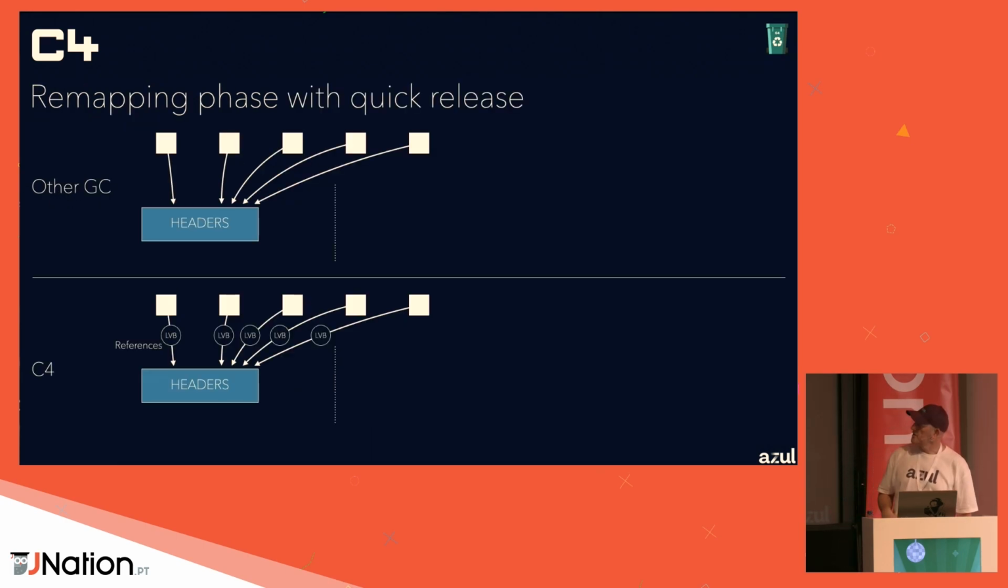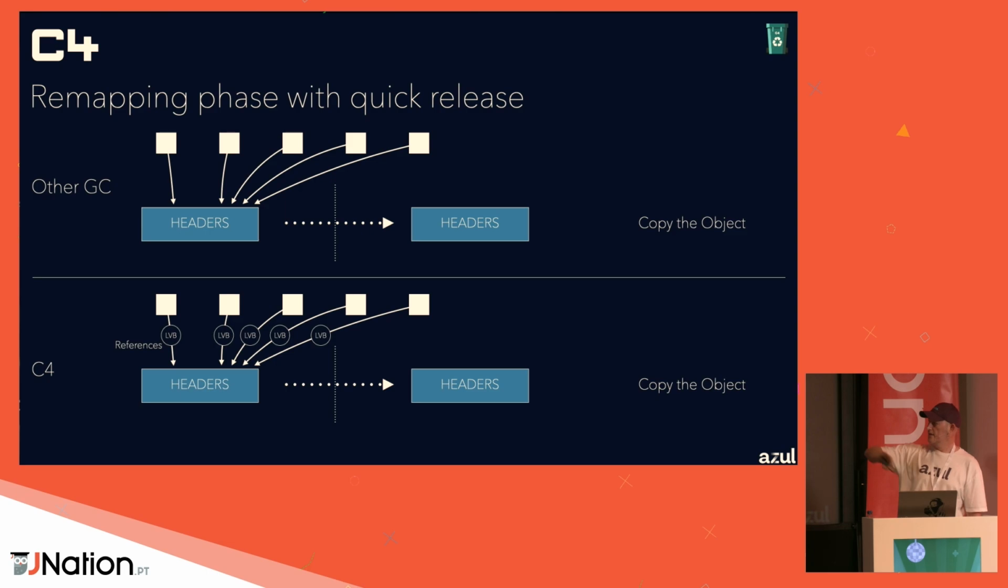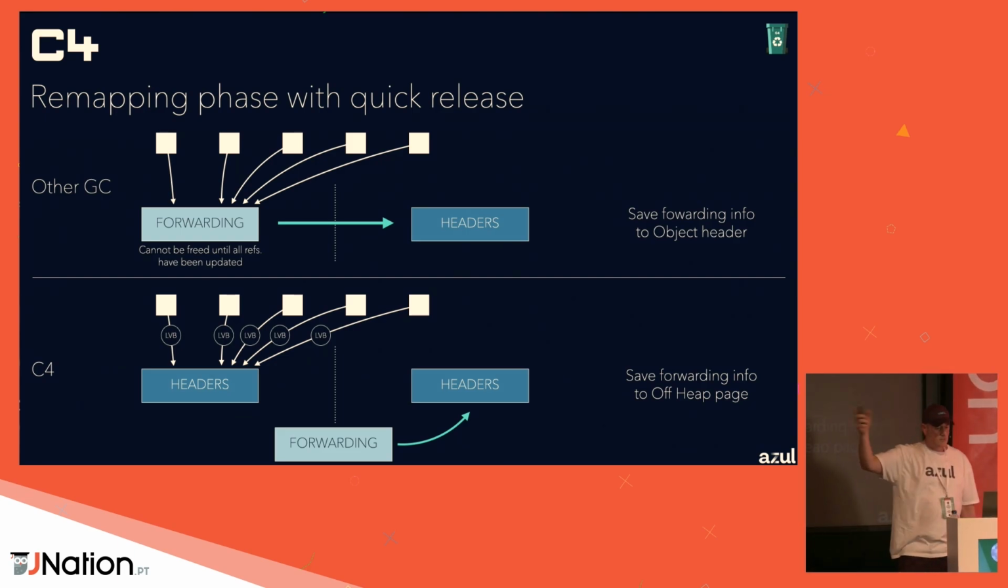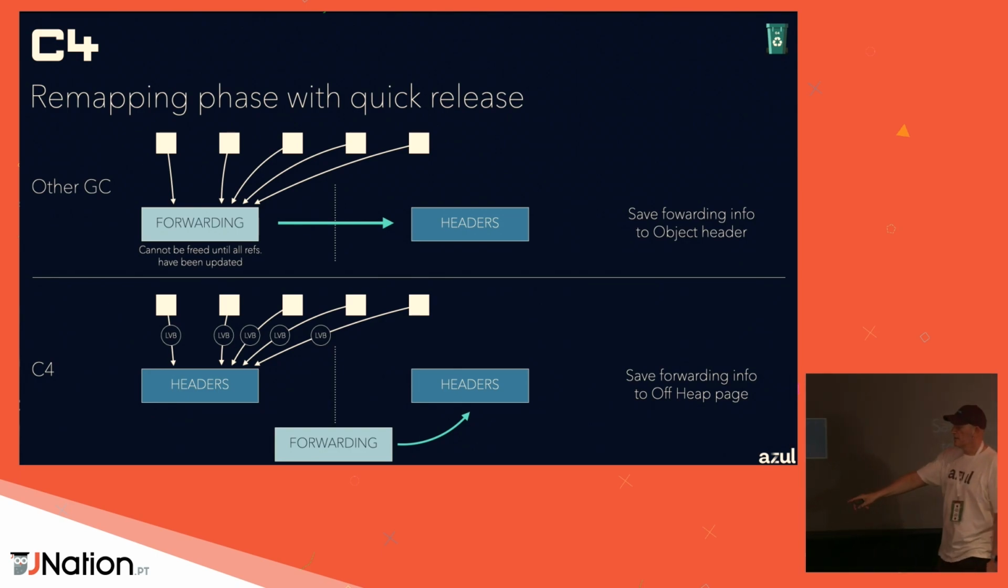Oh, this is quite complicated. If we do remapping, that means updating all the references, the other GCs on top and C4 or ZGC on the bottom, then it's like this. The first time, we copy the header of the object, and what the other garbage collectors do, except ZGC, is create a so-called forwarding pointer, right? And then they have to update all the references. So what we do, and also ZGC, is copy the forwarding information somewhere off heap. And this is always the same place.